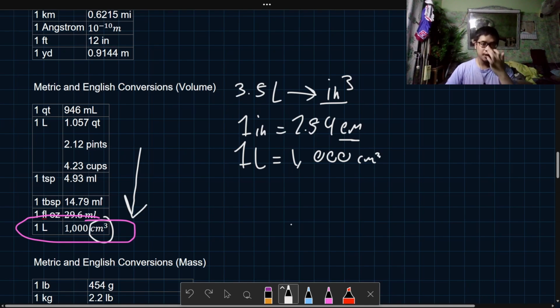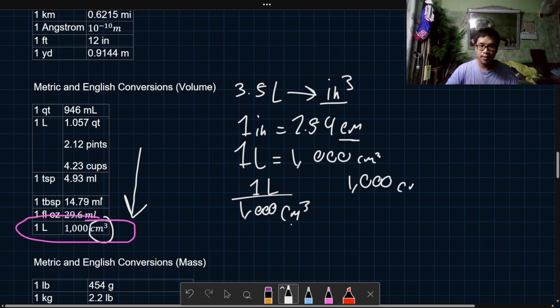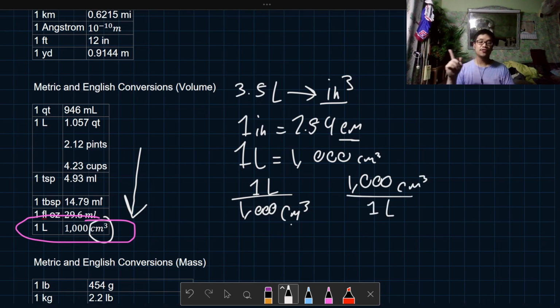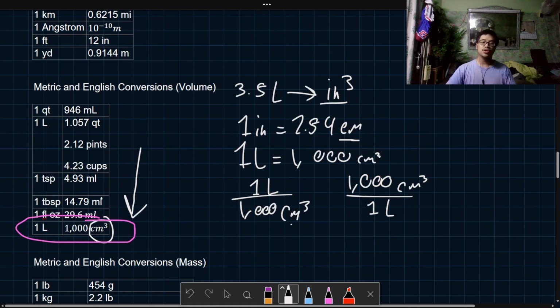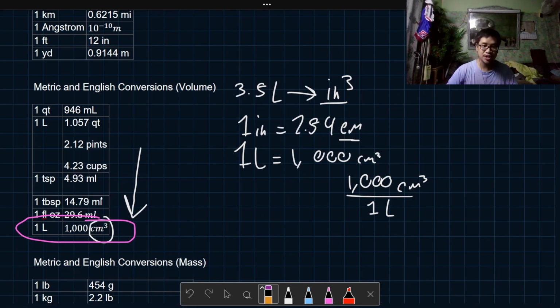Okay, so let's proceed. As usual, you're going to pick two fractions. It's either 1 liter all over 1,000 cubic centimeters or 1,000 cubic centimeters all over 1 liter. So you're going to pick which one of the fractions to multiply with 3.5 liters so that the liter unit will be cancelled. So it's this one. Let me just erase this and let's solve, okay?